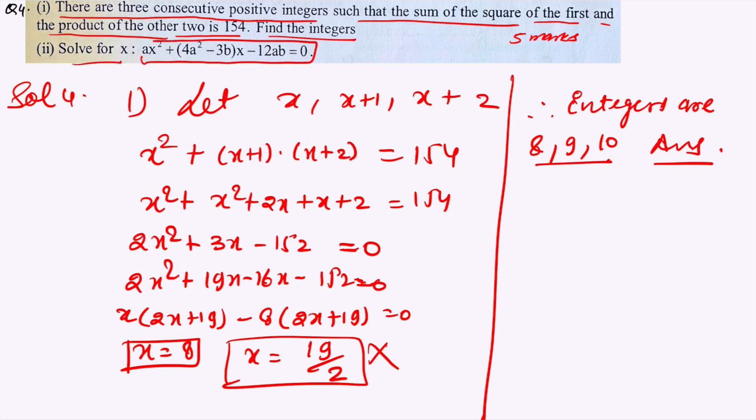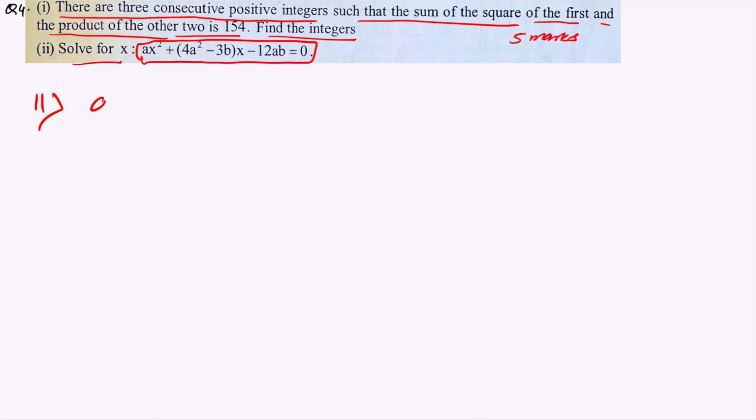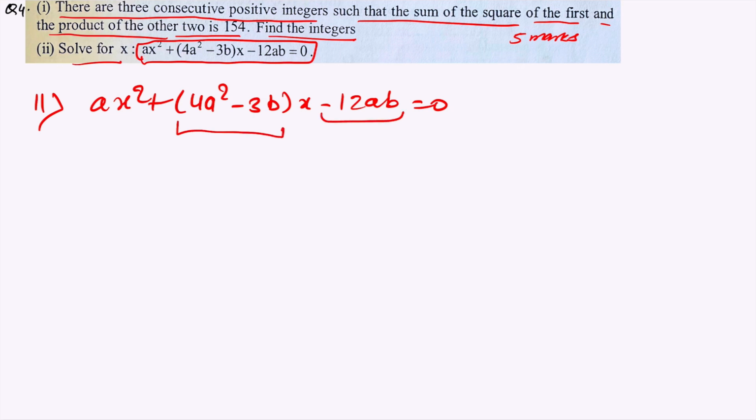We are given a quadratic equation and we have to solve it. The quadratic equation is ax square plus 4a square minus 3b x minus 12ab equals 0. On analyzing, we know that we have to split this term so that the multiplication of those two terms should be equal to the multiplication of this and this, that will be minus 12a square b. On examining, if we split it into 4a square and minus 3b, on multiplying we will get minus 12a square b only. That is what is required.